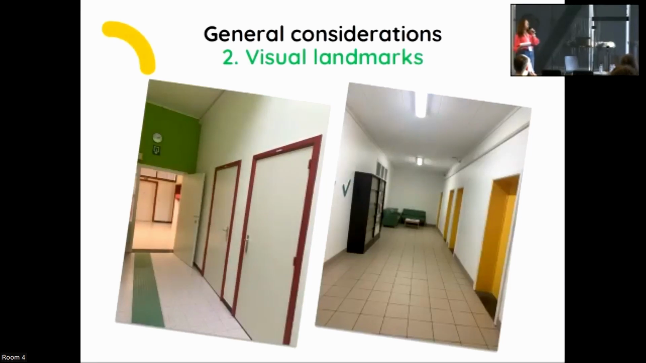The second general consideration are the visual landmarks. The doors or the door frames, they have the same color depending on the function of the door. So the children know what the color means and know, okay, that door I can go in and that door I can't go in. It's a backing for orientation.